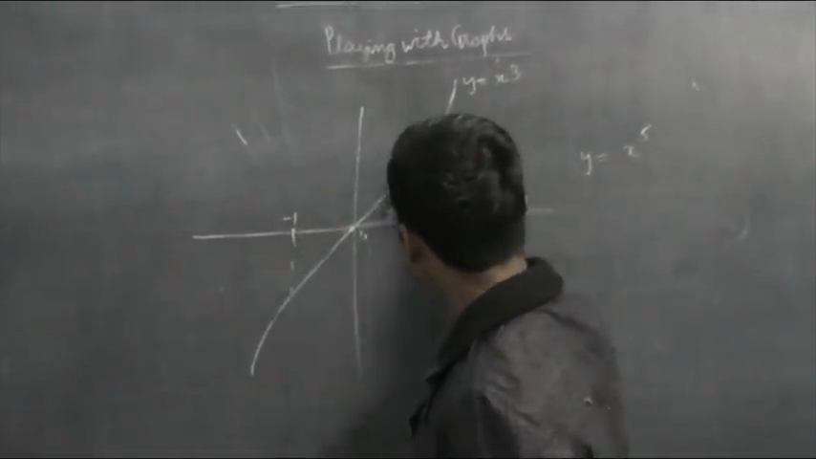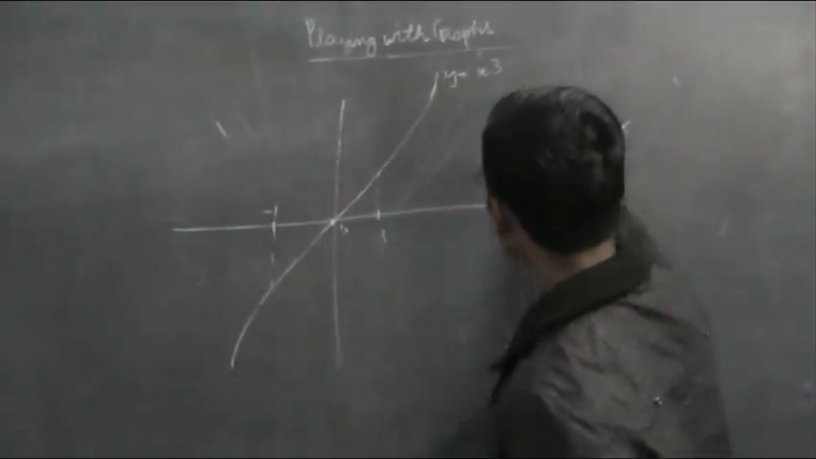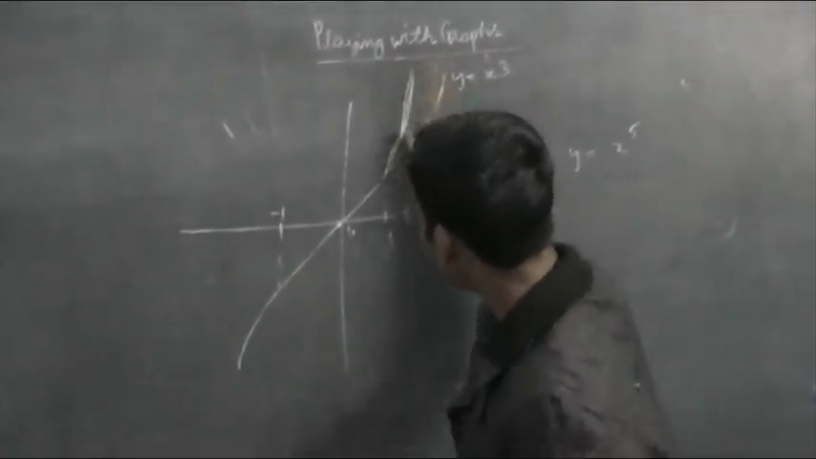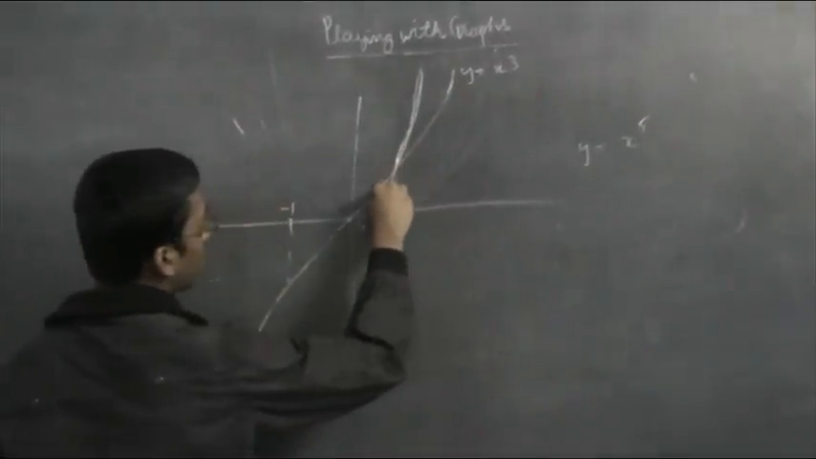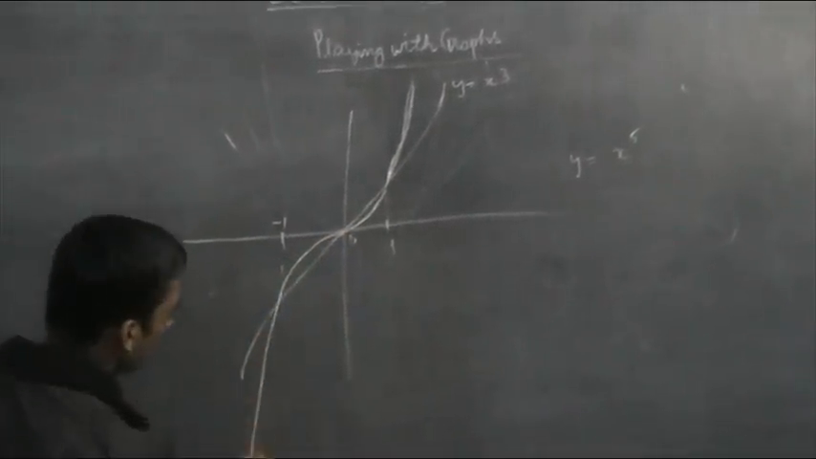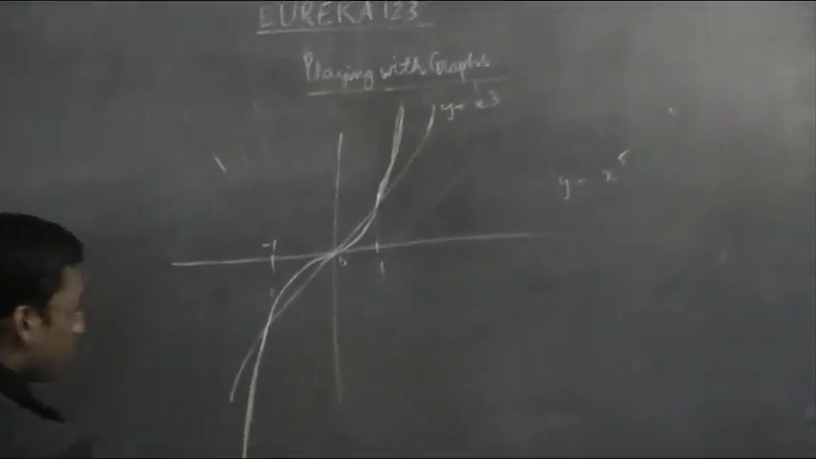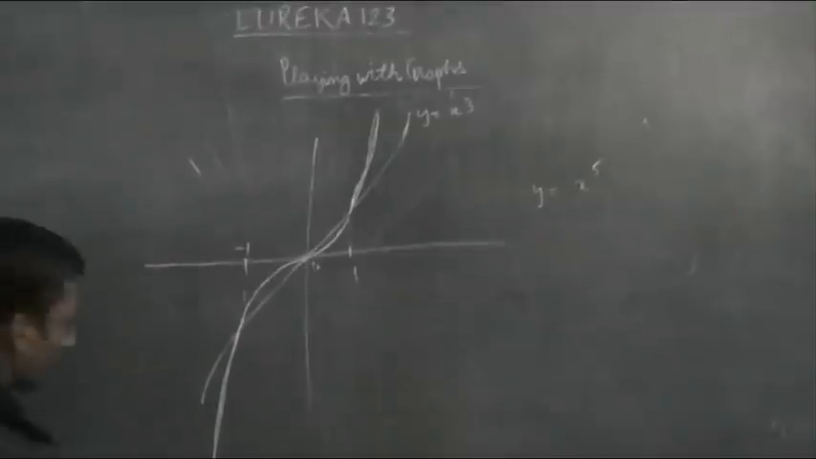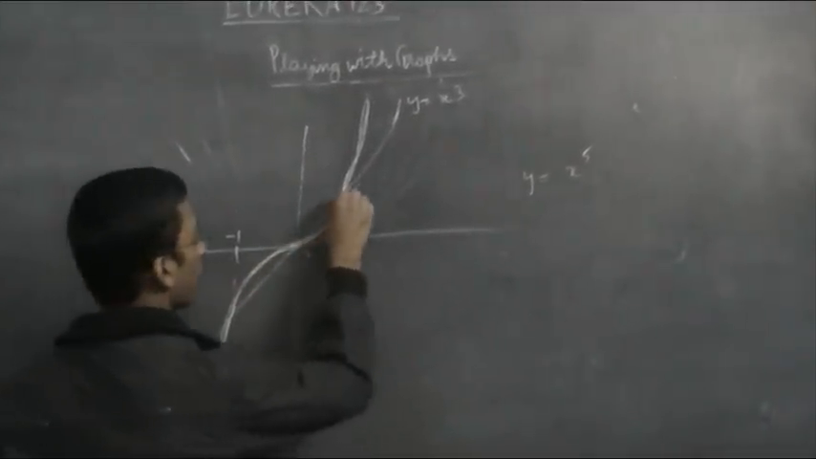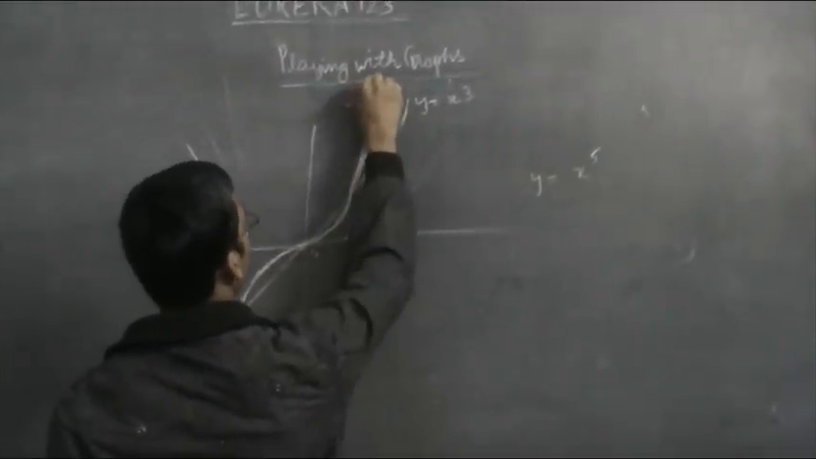Same reason will apply. For greater than 1, x to the power 5 will be above this. For fraction, it will be below this. Again, it will be below this, and after minus 1, it will be above this. Basically like this. So, this is the graph of y equals x to the power 5.